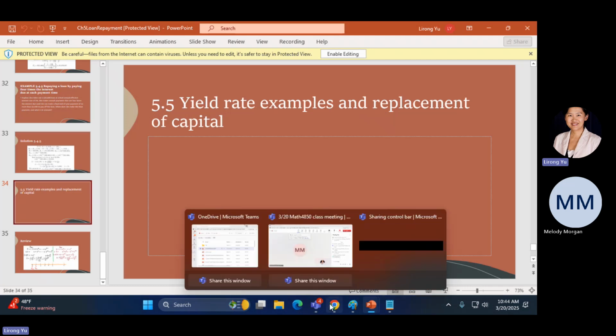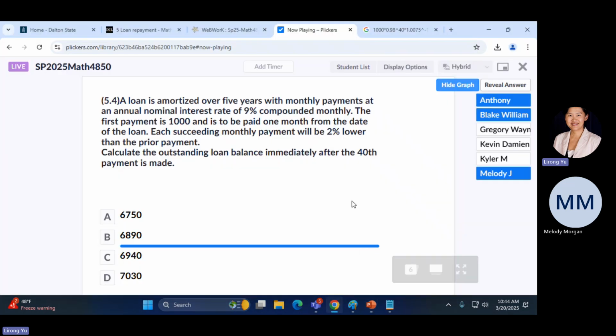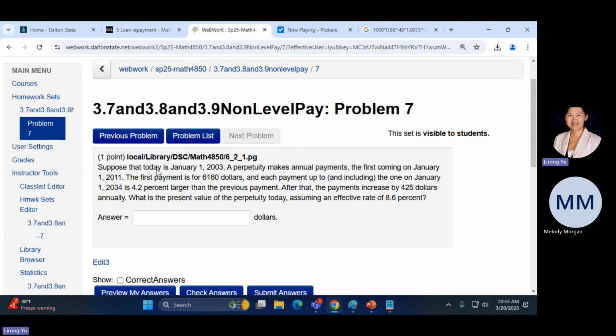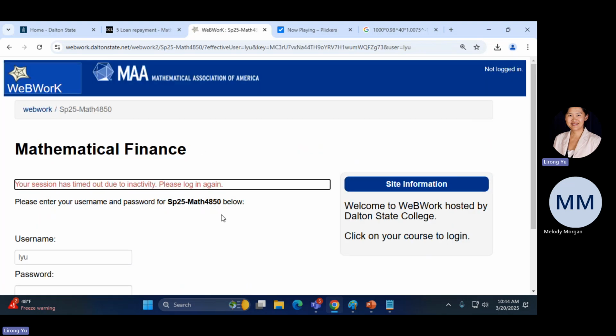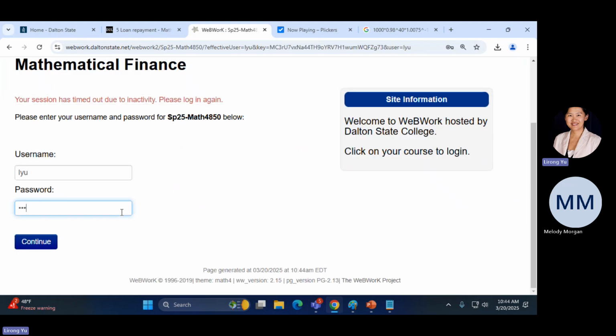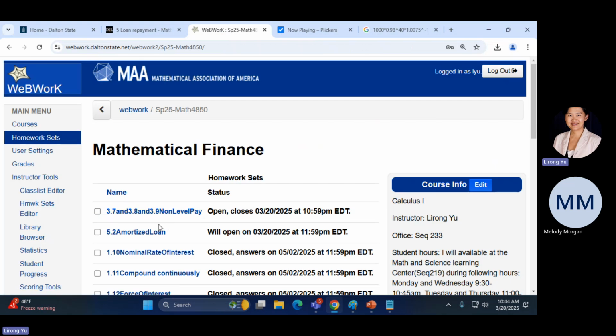And that'll be it for today. Please try to find time to catch up with the homework that we assigned. You'll see it already under 5.2. So 5.2 is open today, right? That will be it for today.